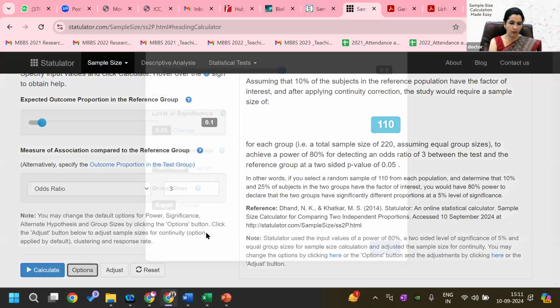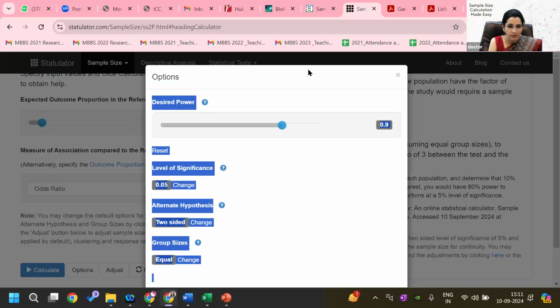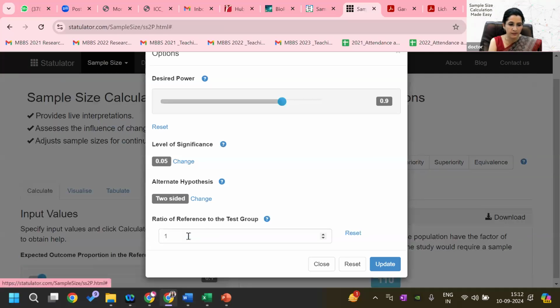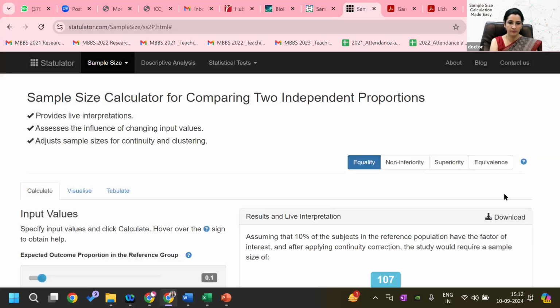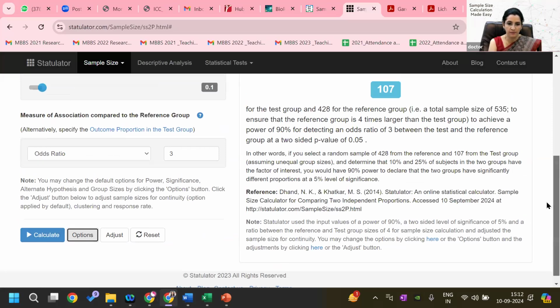And then I'll go to options. Here I have to increase the power to 90% because I have to calculate it at 90% power. And then, the second option I have to use is group sizes. So you can see that the ratio of reference to test group means control to cases. So I have to make it 4. And then I will update this.